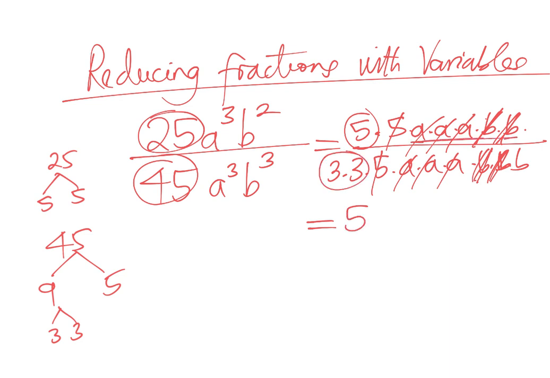In the denominator, you have 3 times 3, which is 9. And you have this b over here. So that will be the answer to the problem. So you can write out the prime factorized version of the numbers, write out the letters, and then you can cancel. So that is important to keep in mind.